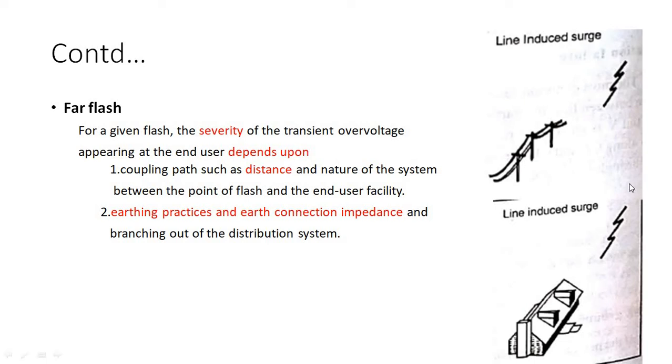Here the diagram represents the line induced surge. That means for flash it will create the minimum value of change in reactance level in the conductor in between. The next one, line induced surge. That means for flash it will be affected for some magnetic reactance level in the indoor systems.